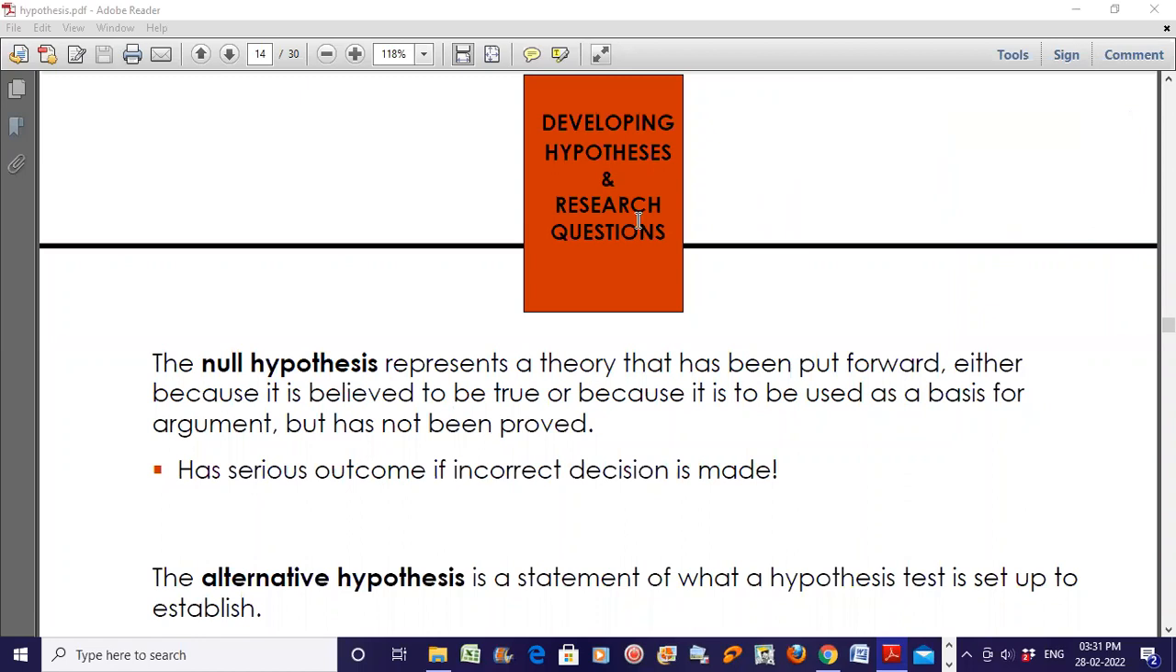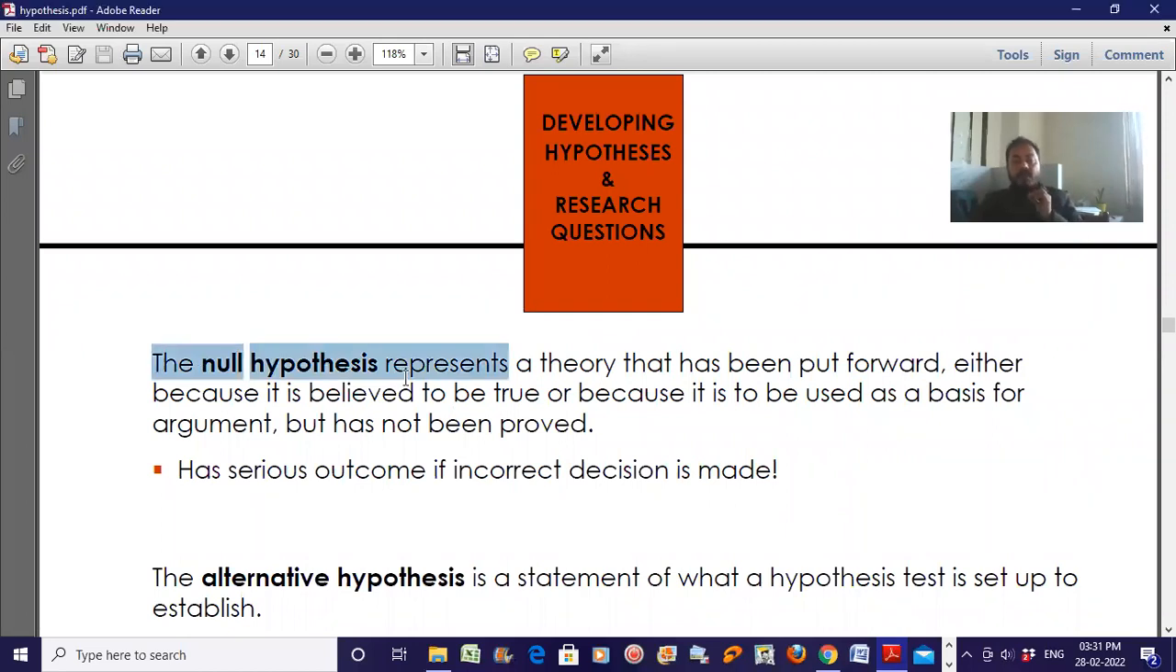Good afternoon. So the last topic that we discussed is null hypothesis and alternative hypothesis, right? Today we'll continue with the same. So we have seen that the null hypothesis represents a theory that has been put forward either because it is believed to be true or because it is to be used as a basis for the argument. But remember that this has not yet been proved.